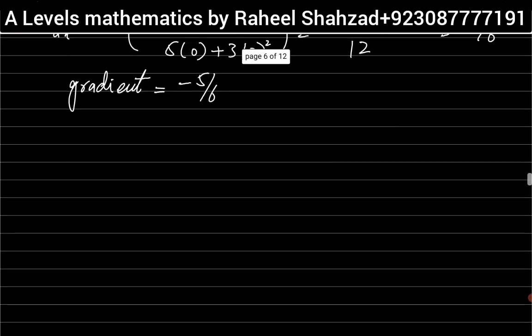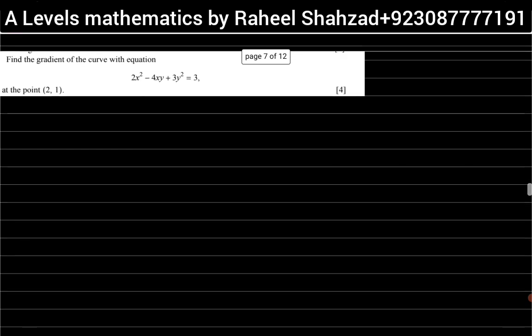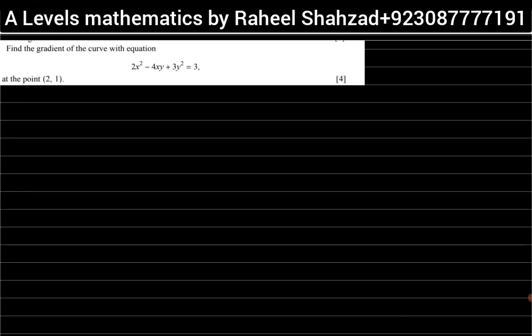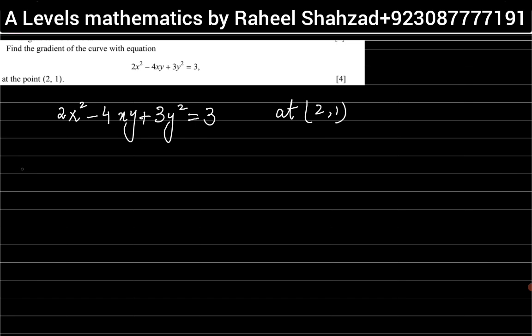Okay, for next question we have, well, it's a pretty easy question again. Find the gradient of the curve with this equation at the point 2, 1. So it's 2x square minus 4xy plus 3y square, right, is equal to 3. So at the point 2, 1. So let's differentiate. That makes it 4x minus 4. Again, I'm going to take xy as a product rule. I'm going to apply product rule here.